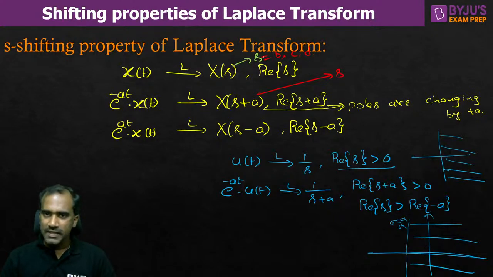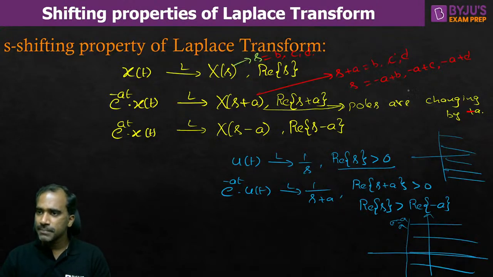Now S is replaced with S plus A. What should happen to the new poles? S plus A should become B, C, D. Send this A onto the other side and it becomes minus A plus B is the new pole, minus A plus C is the new pole, minus A plus D is the new pole. So how much are the poles changing? They are changing by minus A, because if it is S plus A, when you send this plus A onto the other side, it becomes minus A. So poles are changing by minus A.